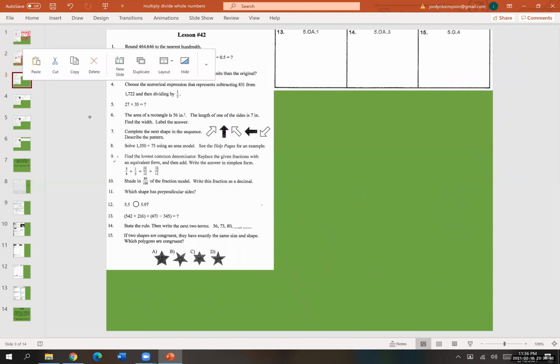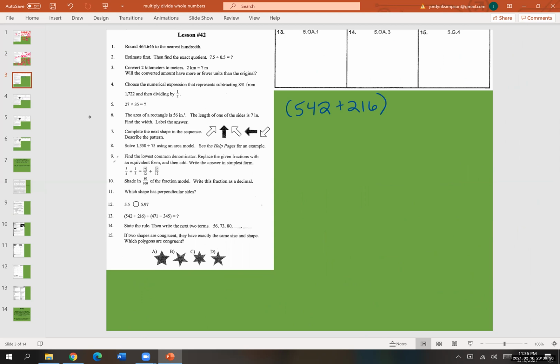All right, let's do our last three. Number 13, we have 542 plus 216 in parentheses, divided by 471 minus 345. This is order of operations, which we know as PEMDAS, or Please Excuse My Dear Aunt Sally.